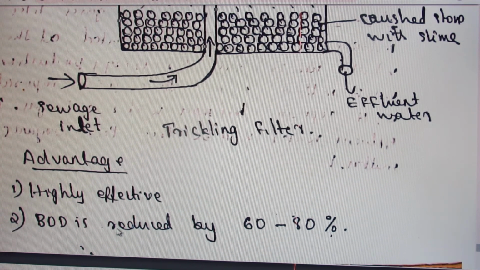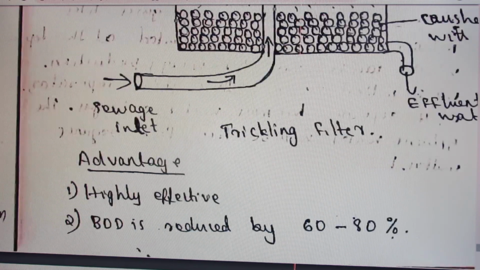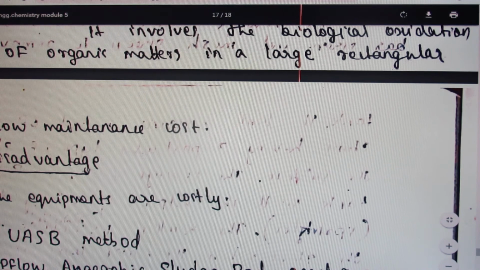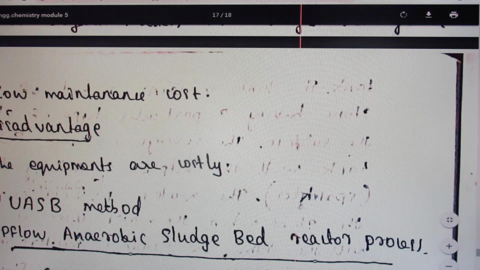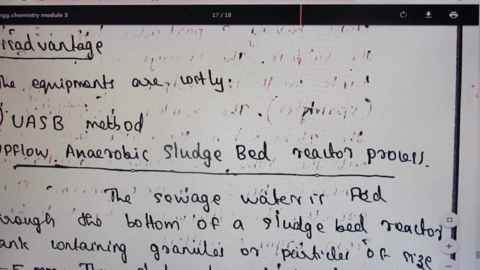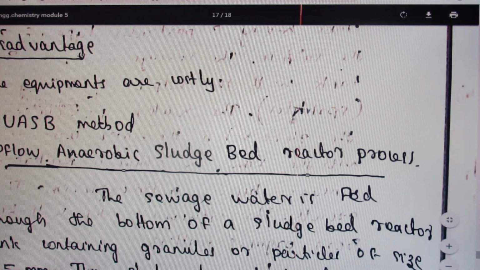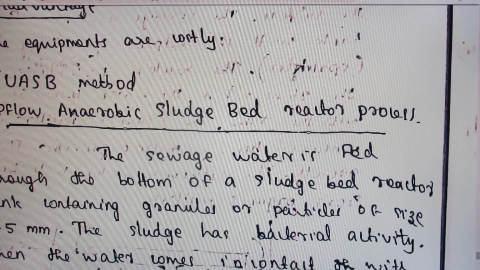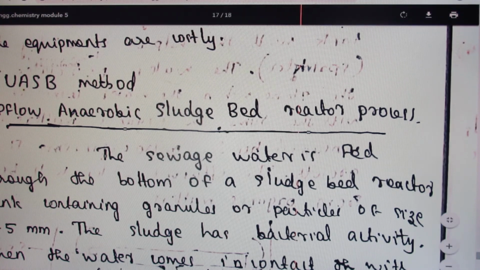The advantage of this method is that it is highly effective, and BOD can be reduced by 60 to 80%. Maintenance cost is also low. But one more thing is that the equipment is costly, because a trickling filter is needed, fitted with all these things, and microorganisms are there. Then one more method is there.